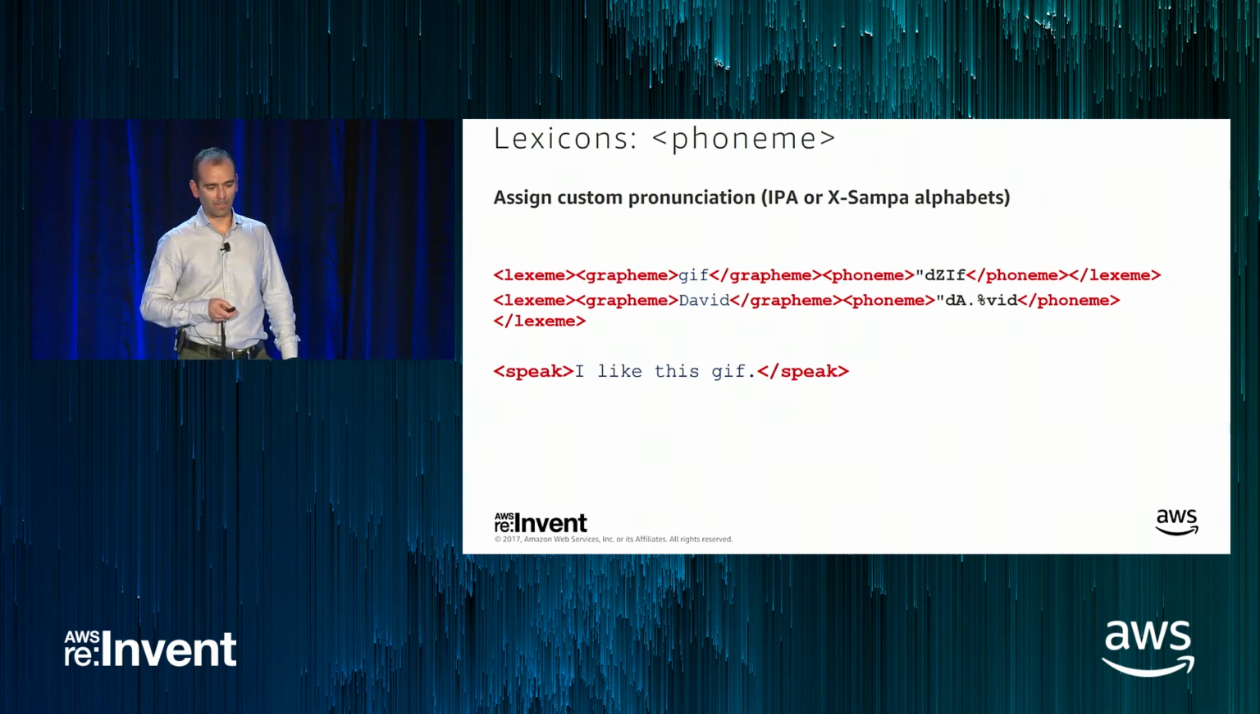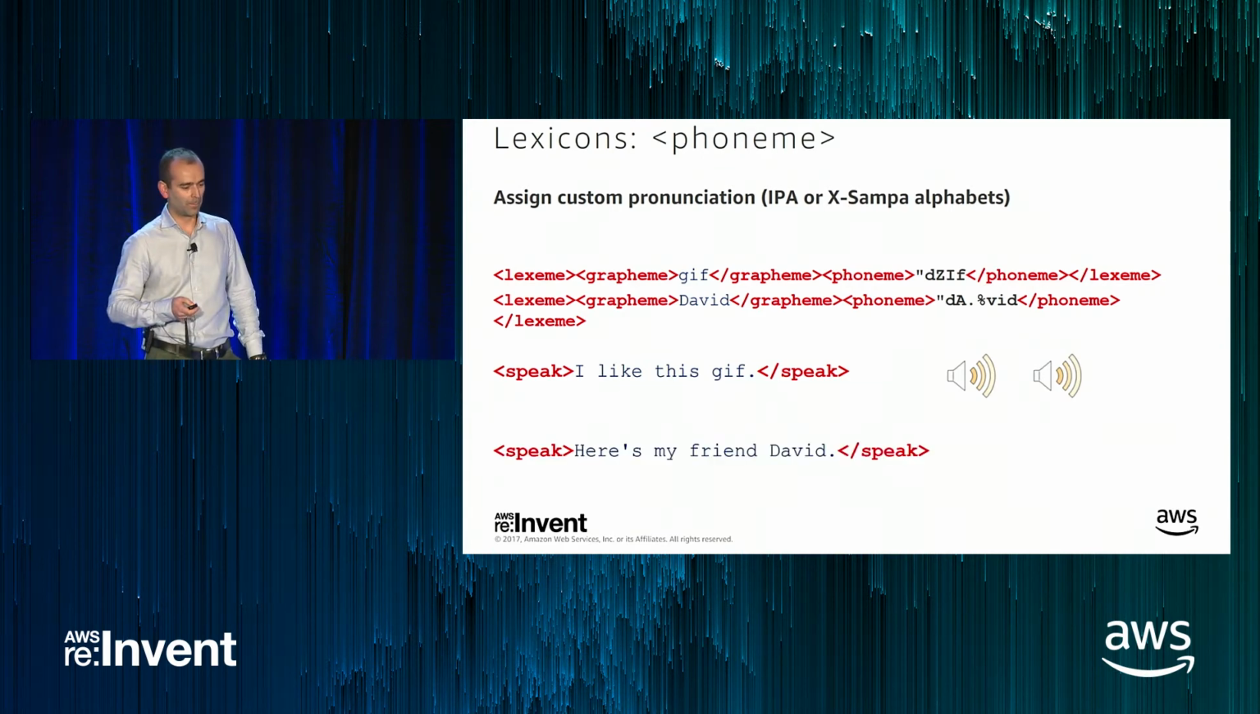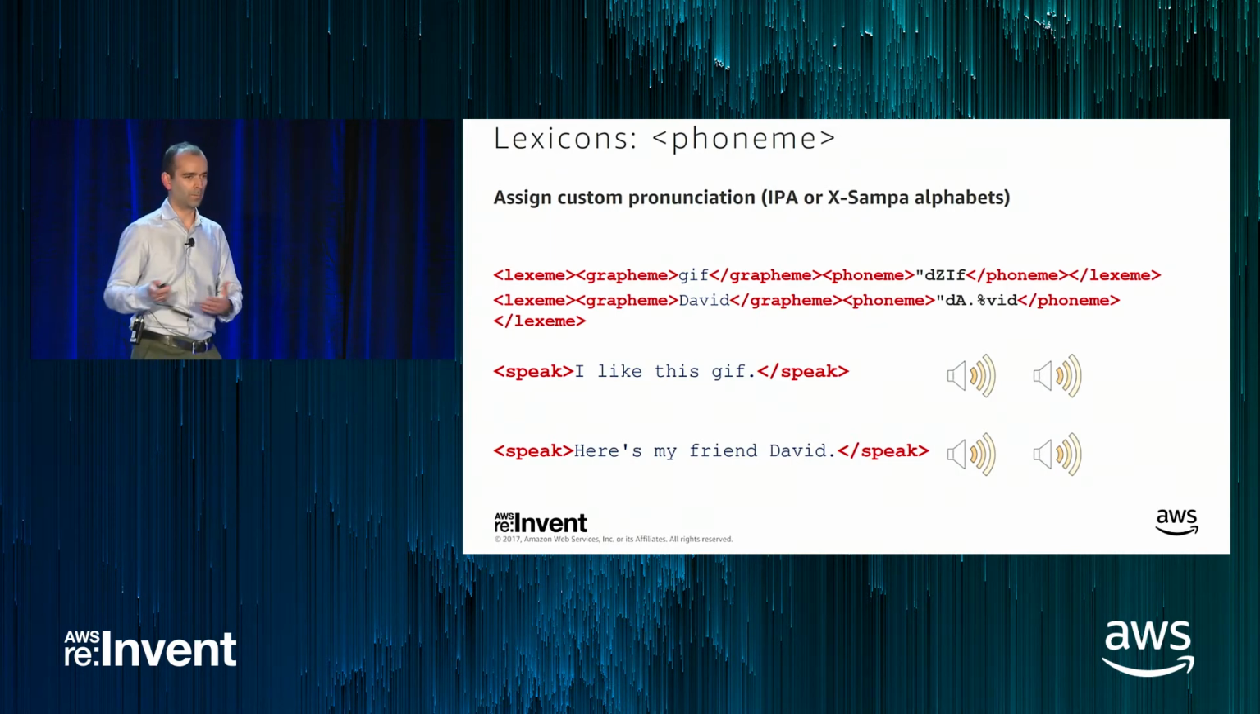So that's the input text, and by applying these lexicon entries, you get the following output. I like this GIF. That's without applying it. I like this GIF. And this is after applying it. And similarly for the second example. Here's my friend David. Here's my friend David. So default versus custom.